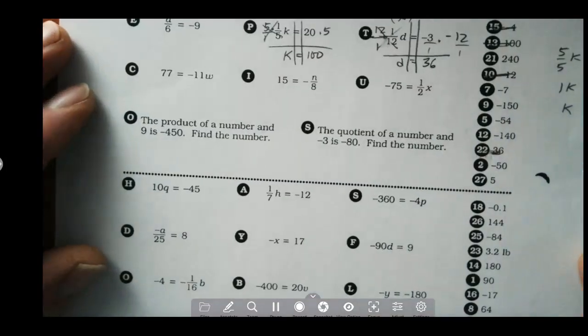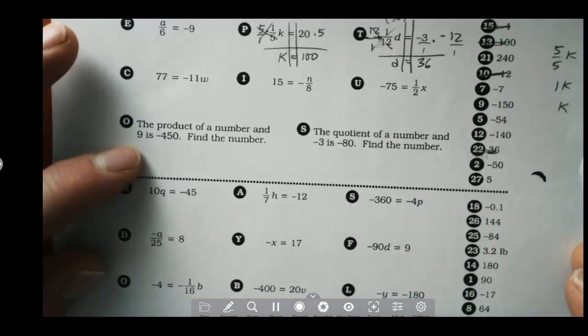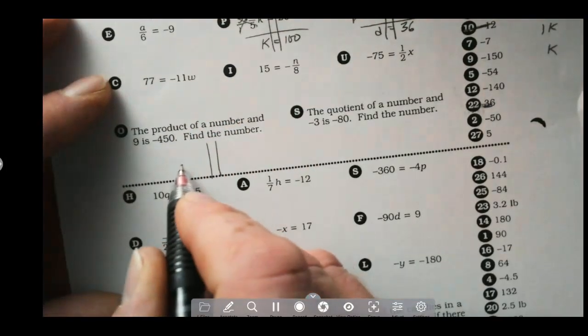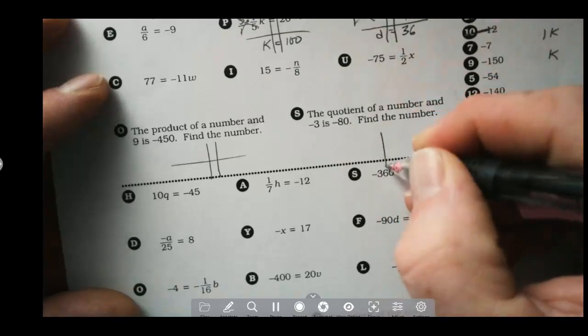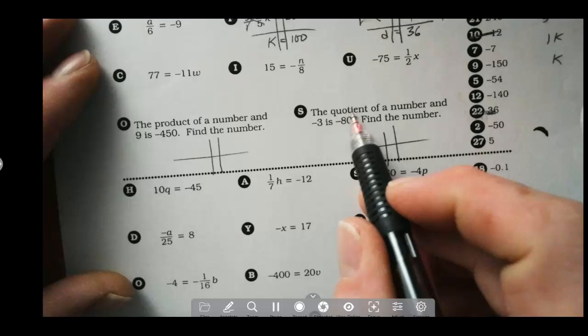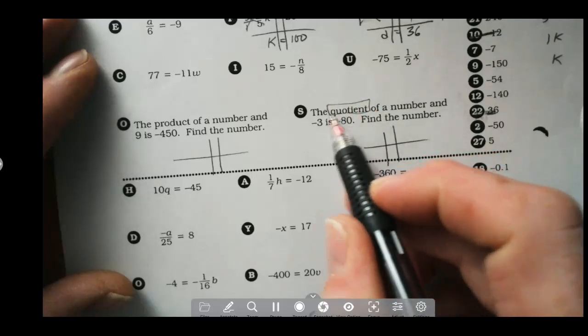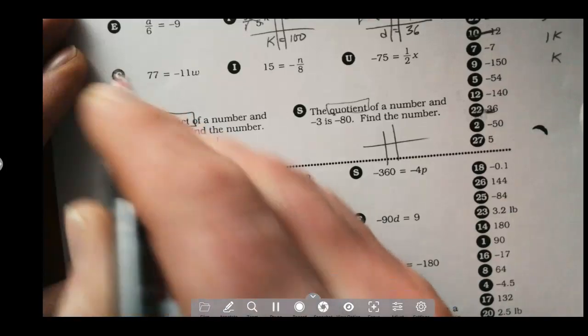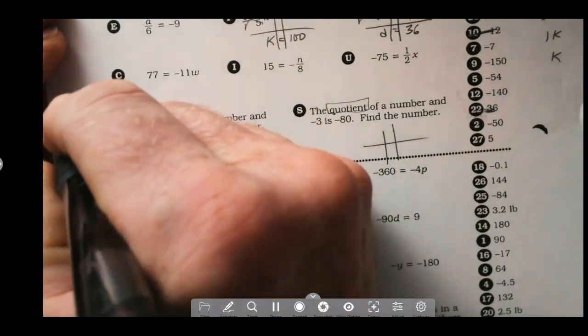All right, I'd like you to work through these. These ones down here, you're going to have to write your own one-step equation. Remember, it should fit into a bracket like this. Find the quotient. This is going to mean division. Find the product. So this is going to be a multiplication equation. It's going to look something like this.